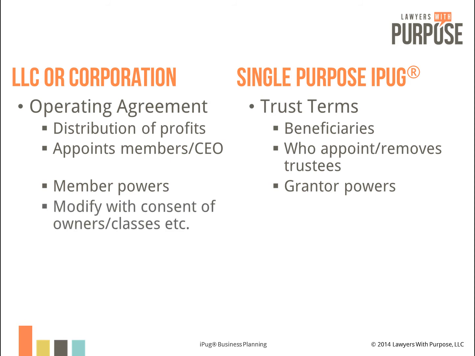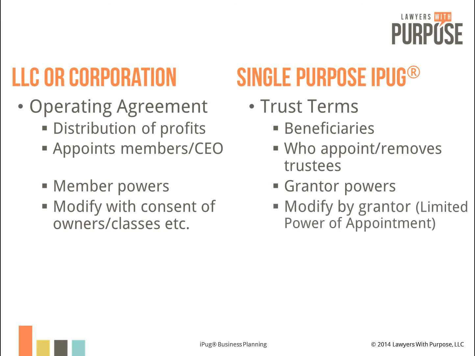The operating agreement can be modified with consent of the owners or classes of owners. Under the trust terms, it is modified by the grantor, and the limited power of appointment has been retained. The LLC or corporation has a board of directors. The single-purpose IPUG has a trust protector. They work identically.